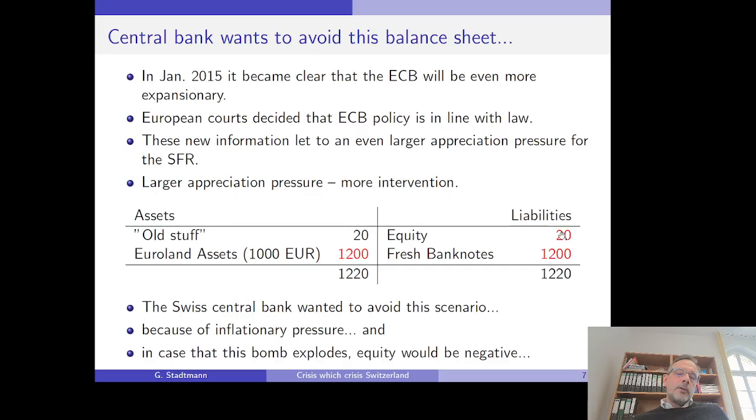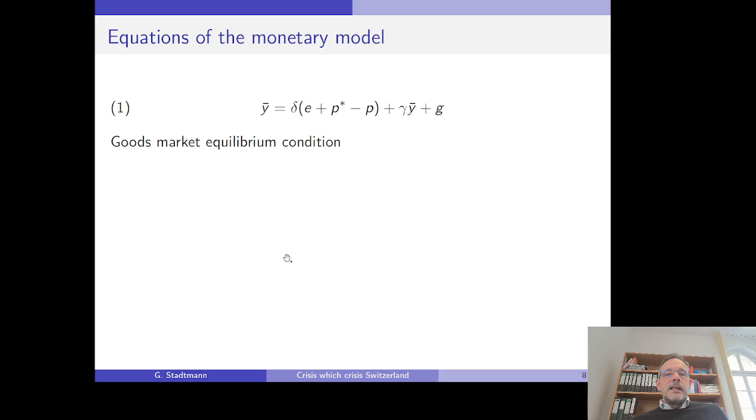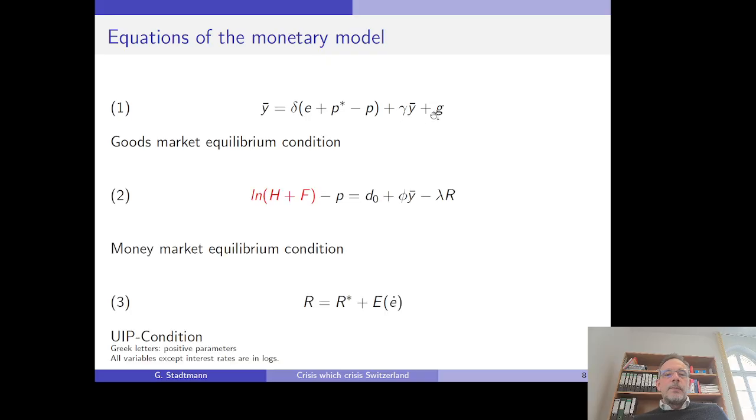So this is the motivational part for the model we would like to use in order to characterize this situation, that the central bank has to intervene heavily in the foreign exchange market. Let's have a look at the equations. We have a usual goods market equilibrium condition in natural logs. On the left-hand side we have goods supply, on the right-hand side goods demand. Here in brackets we have the natural log of the real exchange rate. We have a consumption term and government spending.